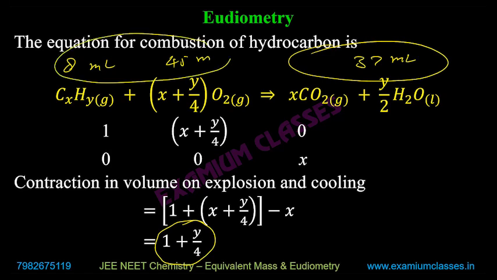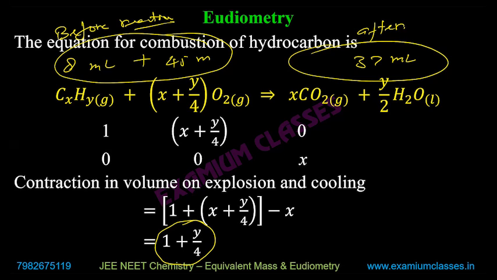Initial volume, this is before reaction. Before reaction, the volume of the compounds, hydrocarbon plus oxygen, was 8 ml plus 45 ml. After the reaction, the volume is 37. Total volume is 37, and it was written that out of which 16 ml was absorbed by KOH. Do you remember that in the question it was given?